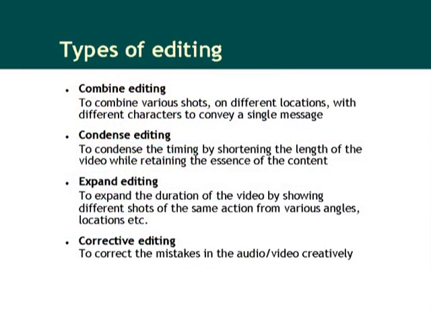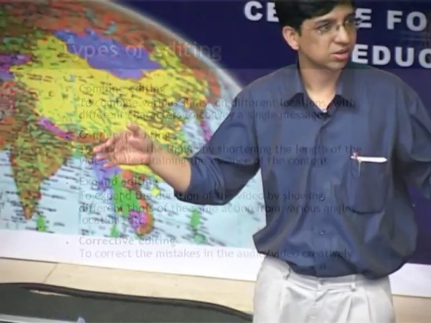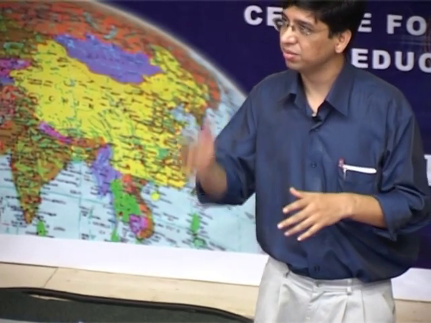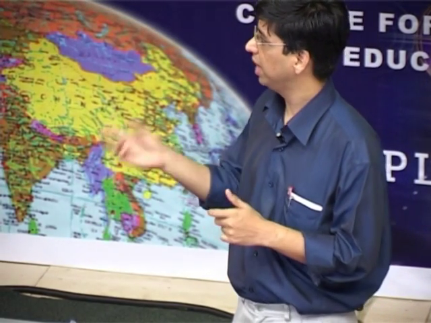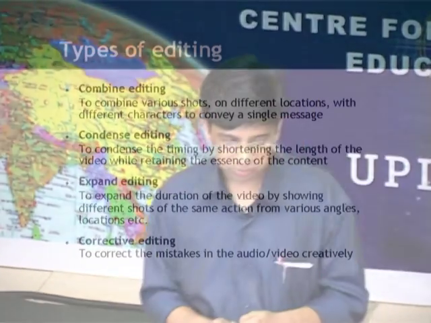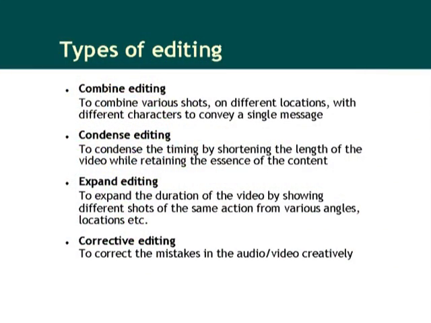The other type is condense editing, where we have to shorten the time, so we don't have to show it in real time. We shorten the time, and we can retain the essence of the content even in the shorter version. We can also have expanded editing. There are types of editing where the actual action may be 1 or 2 minutes, but we can see it for 1 hour. That is expanded editing, where you show various shots and finally come up with a bigger video than the actual timing of the shot.